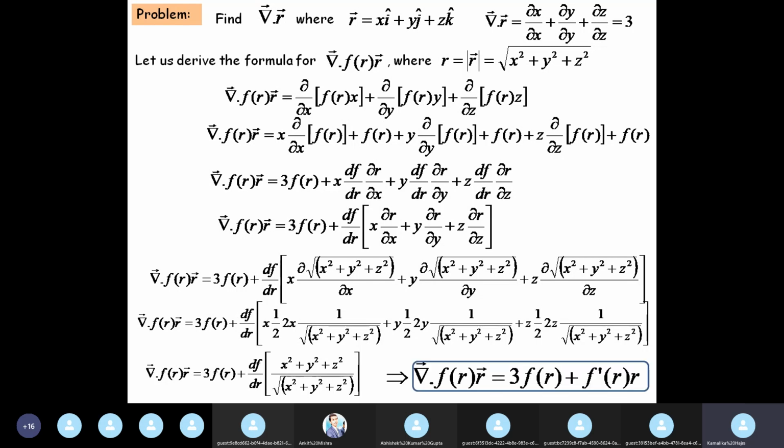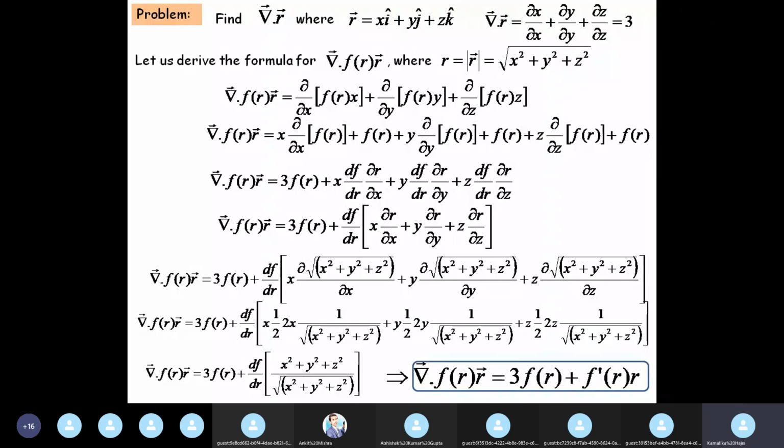Okay. So the final formula is this: 3FR plus f primed r into r. F primed r is simply DFDR. Okay, DFDR is also written as f primed r. So you can see, of course, that this is a scalar. There is no vector on the right hand side, and given any form of FR, you can quickly find out the divergence of FR vector.